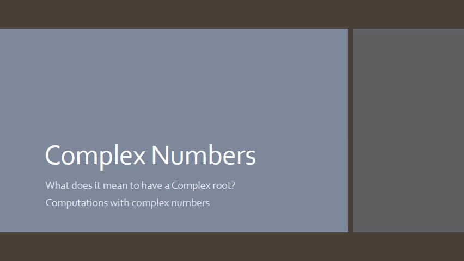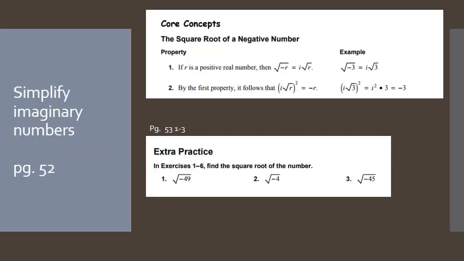Now we're going to talk about what happens when you have a quadratic that does not touch the x-axis. What happens is it has no real solution, but it has something that's called an imaginary solution or a complex root. So that's what this section is going to be about.